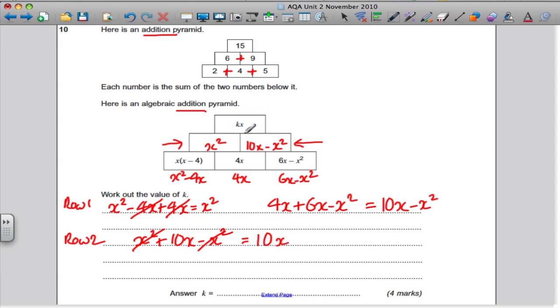And you know that it must equal to the kx above it. So if 10x is equal to kx, k has to be 10. k is forced to be 10.